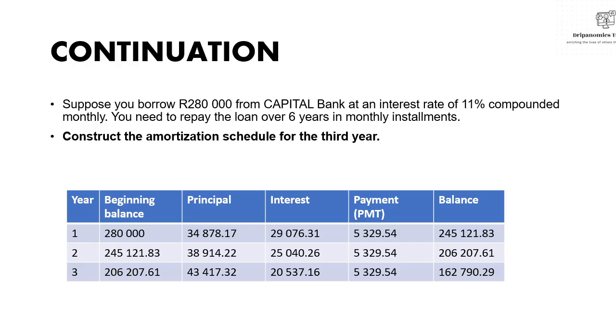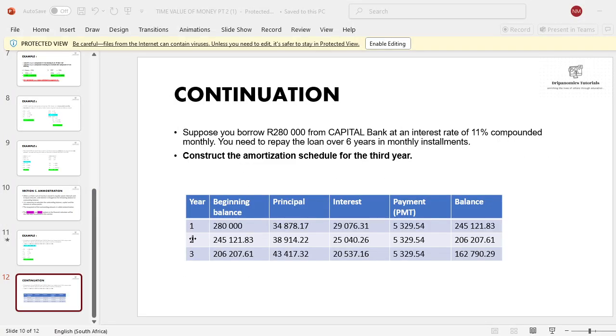You press equal, the principal, how much was paid on the 8th month? 2,945.11. How much interest was paid? 2,384.43. And then how much is left? 257,174.72. Okay, and that is it.